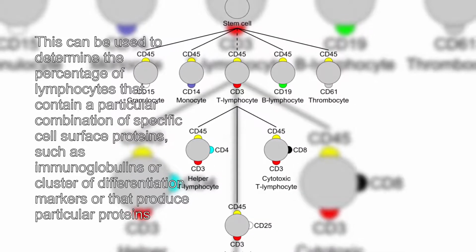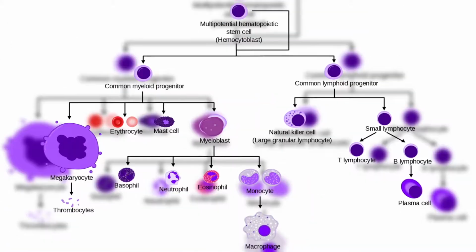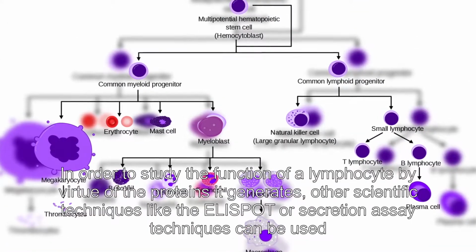In order to study the function of a lymphocyte by virtue of the proteins it generates, other scientific techniques like the ELISpot or secretion assay techniques can be used.